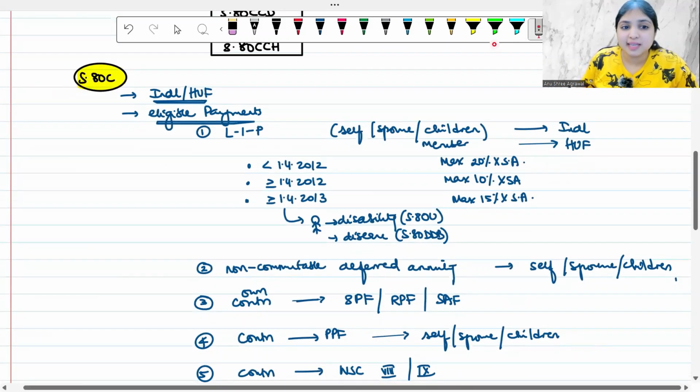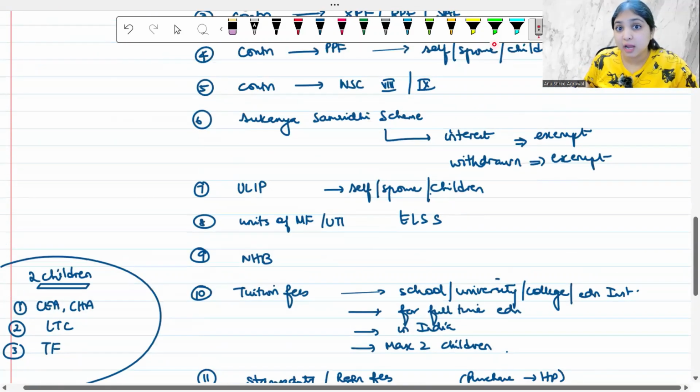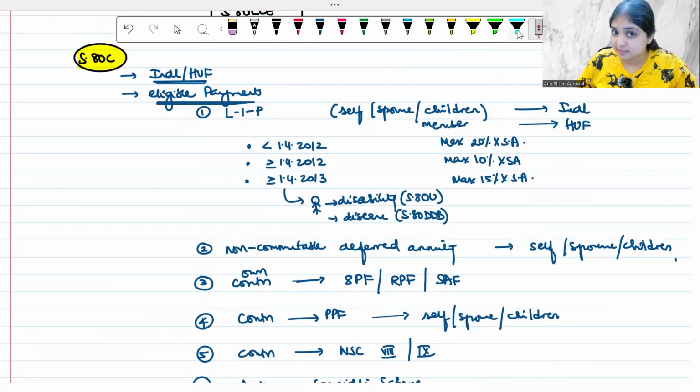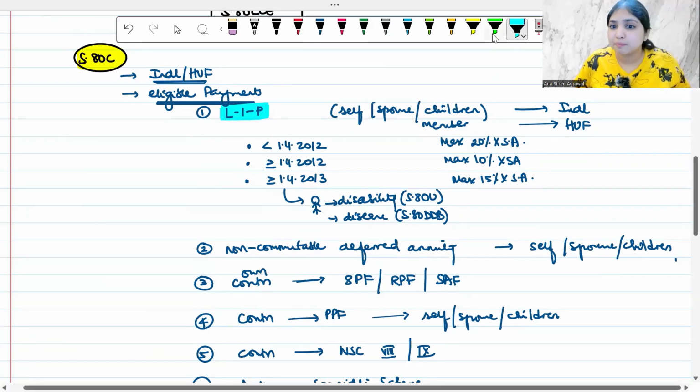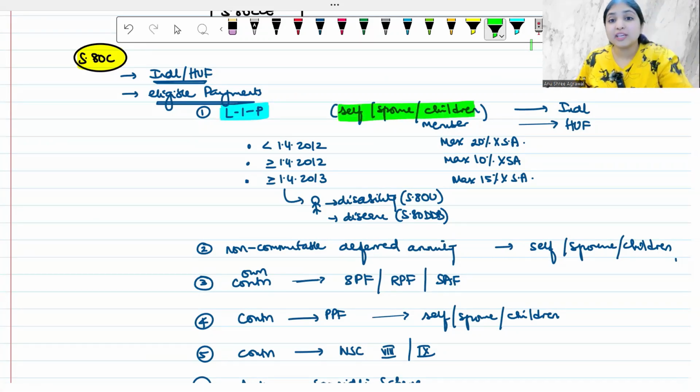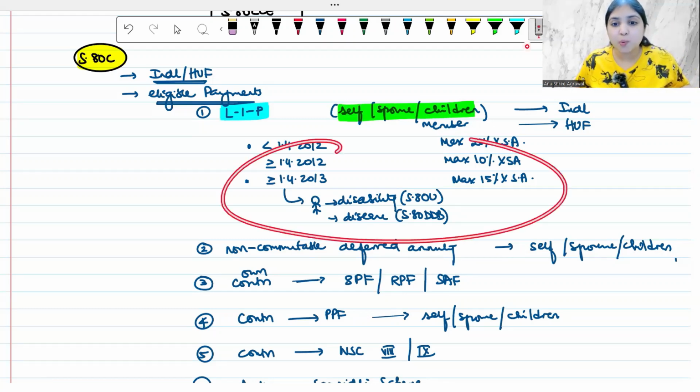Under 80C, the assessee can be an individual or a HUF, and all of these 16 points are eligible deductions under Section 80C. Now, what are these eligible deductions? Point number 1, payment of life insurance premium. For whom can you pay life insurance premium? For self, spouse or children, and if you're a HUF, you can pay on the life of any member. However, we have limits.